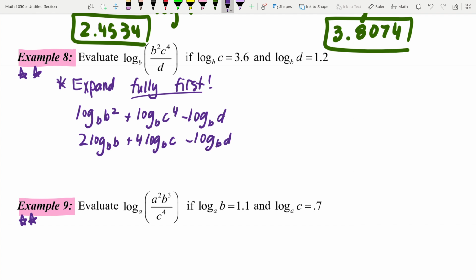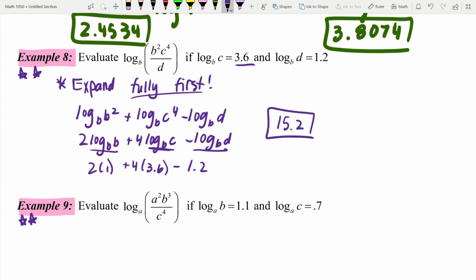Now I just substitute in. Guys, look. Log base b of b is a 1. So that's just 2 times 1. Log base b of c is 3.6. So that's plus 4 times 3.6 minus log base b of d is 1.2. Grab your calculator and you're done. 2 times 1 is 2 plus 4 parenthesis 3.6, close it, minus 1.2, hit enter. I get 15.2 and I'm done. Seems so straightforward. Seems so easy.